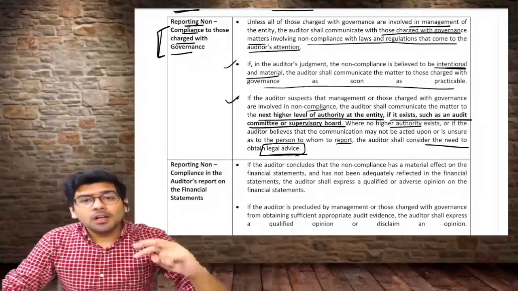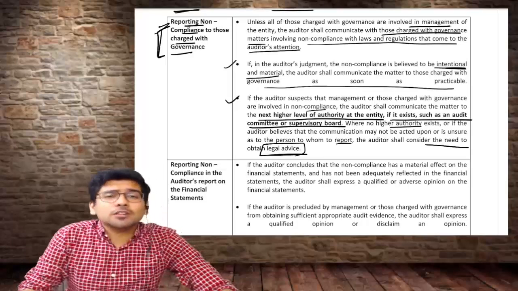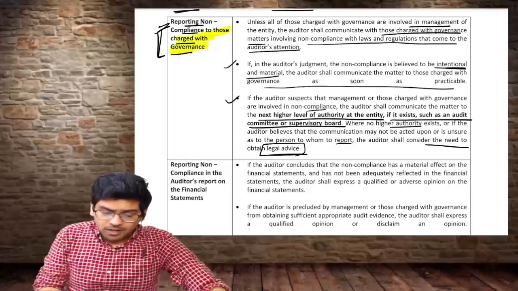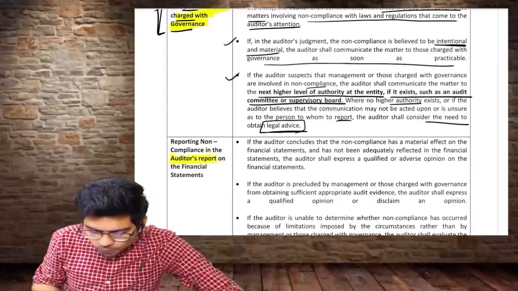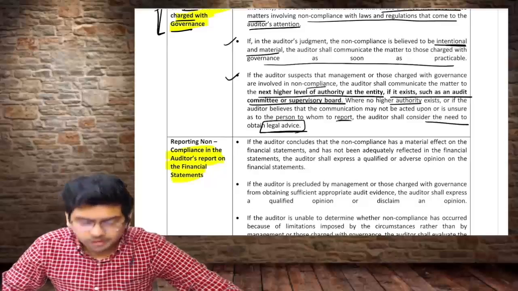Okay, now coming to the report part. As an auditor, when instances of non-compliance are found, we are going to report to the governance, no doubt about it. But at the same time, obviously, you need to report it in your auditor's report also. Report non-compliance in the auditor's report.